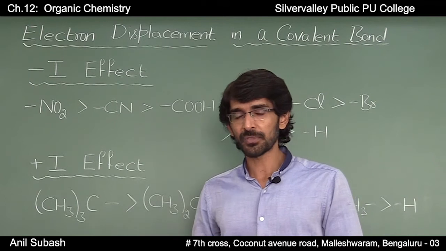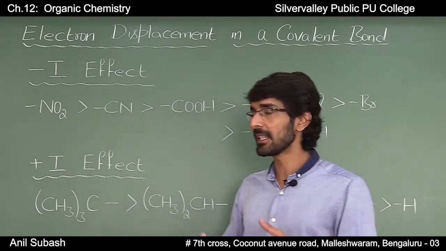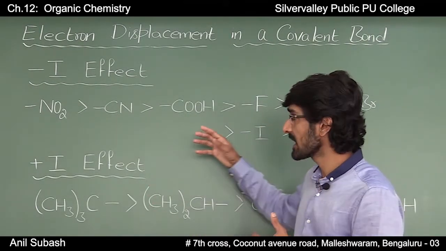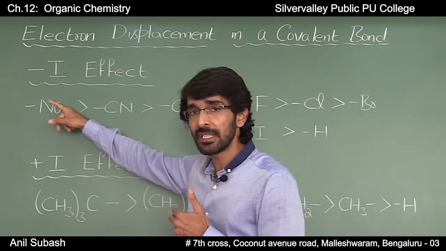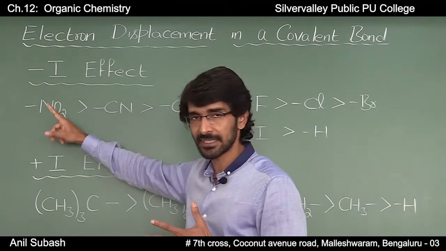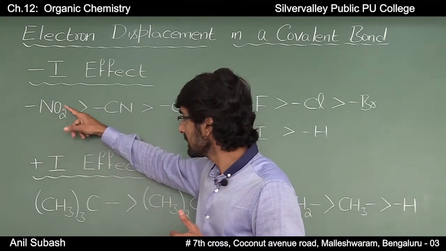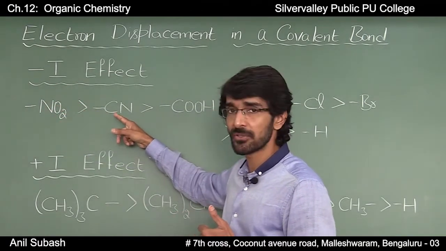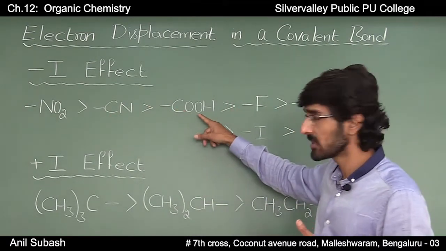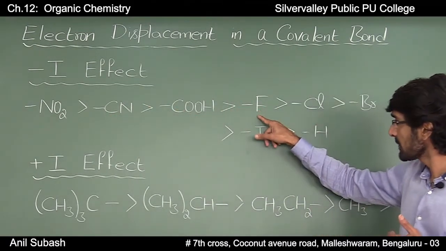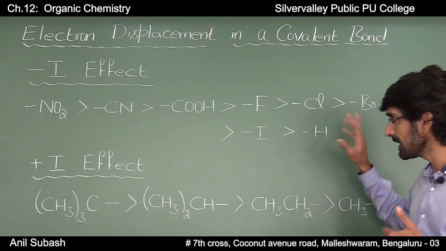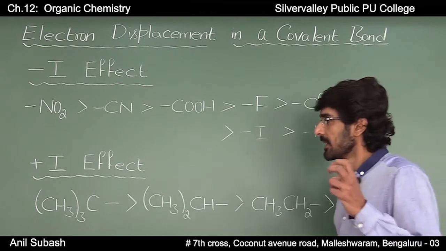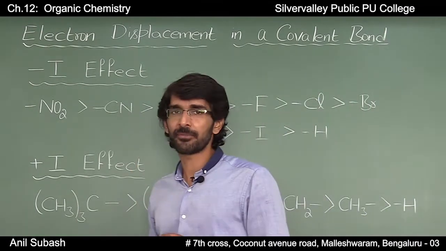Some of the groups showing minus I effect in decreasing order with respect to hydrogen are as shown. NO2 will exhibit maximum minus I effect, and the effect is greater when compared to CN, when compared to COOH, F, Cl, Br, I, and then hydrogen. Similarly, plus I effect.